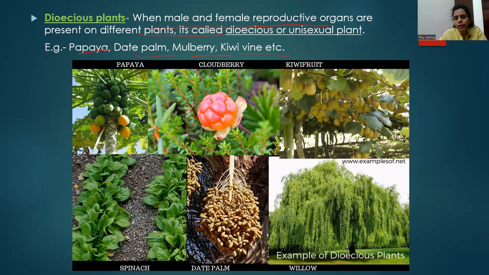Remember, you should remember at least two examples of every category which we are discussing, like homothallic fungi, heterothallic fungi, dioecious plants, monoecious plants, etc. A very common plant which we eat as a green leaf vegetable is spinach. So spinach is also a dioecious plant. Then we have date palm, willow tree, cloudberry, kiwi fruit. You can see here kiwi fruit. So these are all your dioecious plants.